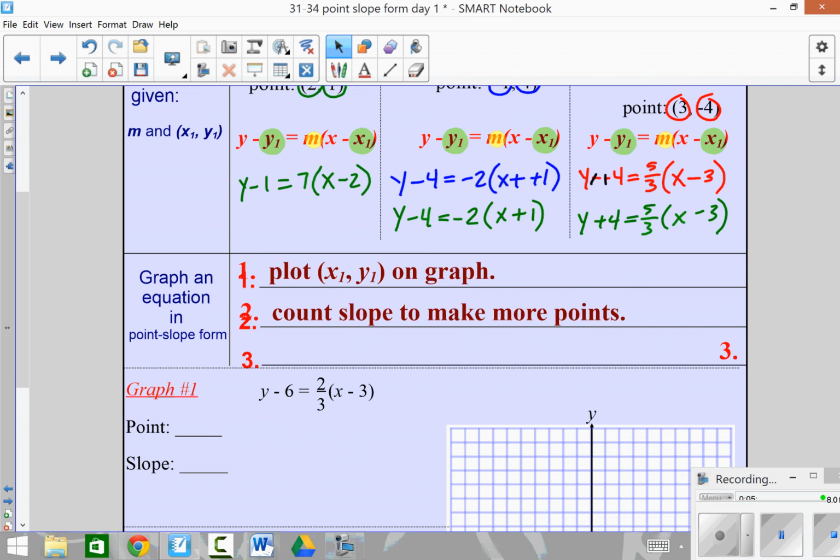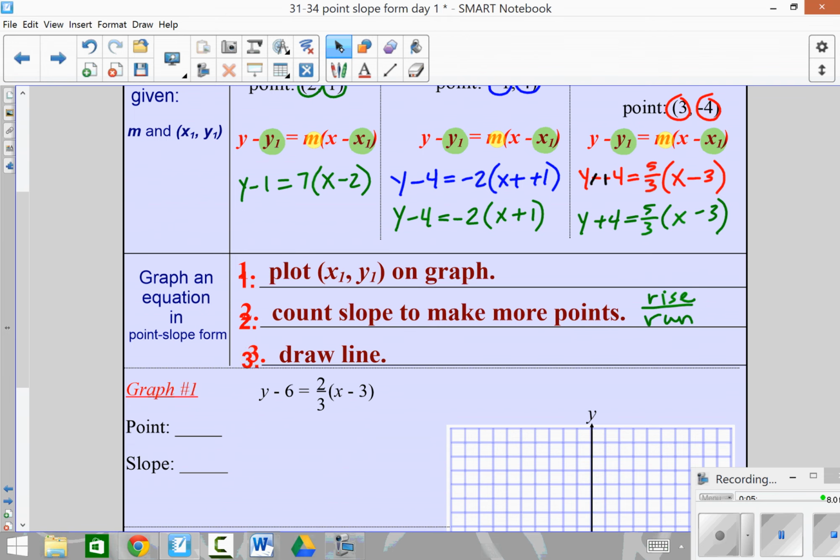Second step, you need to then count the slope correctly from that ordered pair that you first plotted to make more points. Keep in mind, slope is rise over run. And then the third, connect your dots. Okay, you have a whole bunch of dots for your line. Connect the dots to finalize that line there.